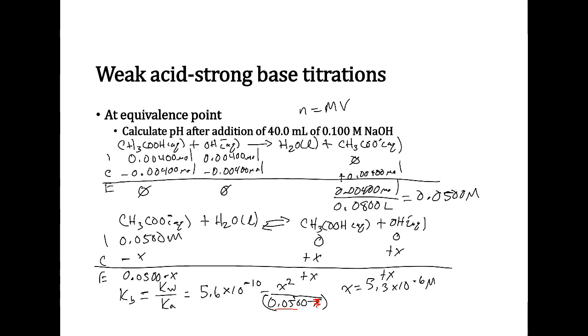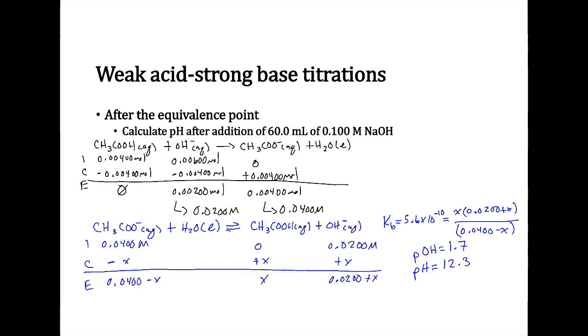But now this is the concentration of hydroxide, so you can find your pOH to be 5.3, and then your pH to be 8.7. This is just like what we predicted before in class, that if you mix a weak acid and a strong base, the pH at the equivalence point should be basic. And that's what we found. The pH is 8.7.